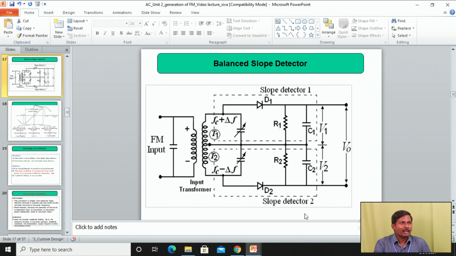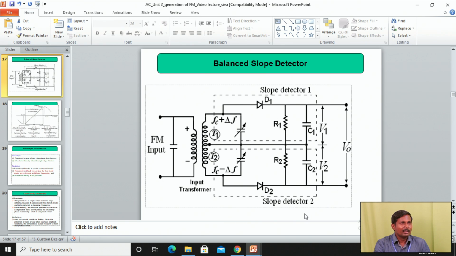In the input section, the FM input signal is fed into the transformer. The transformer transfers the received FM signal into the secondary section. The secondary section consists of a tuned circuit. In the upper section, the frequency range is above the cutoff frequency. It means that Fc plus del F.